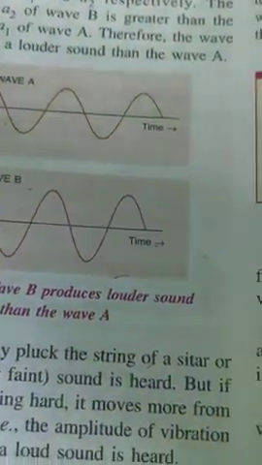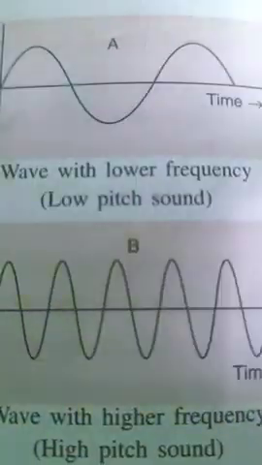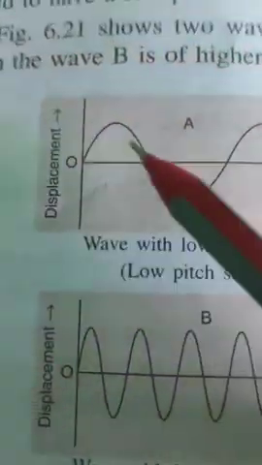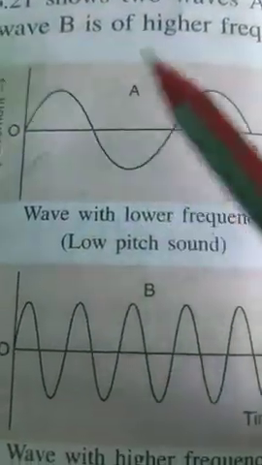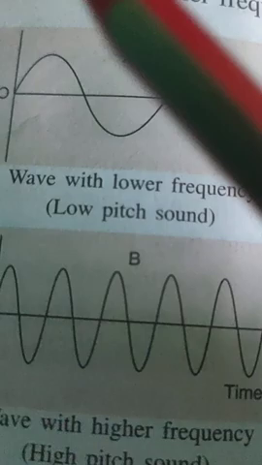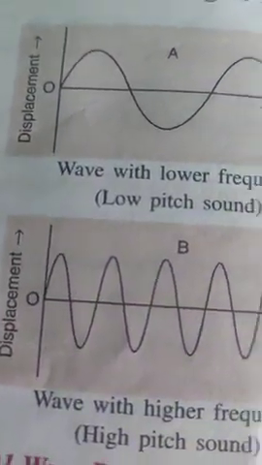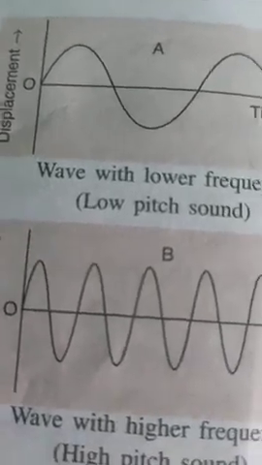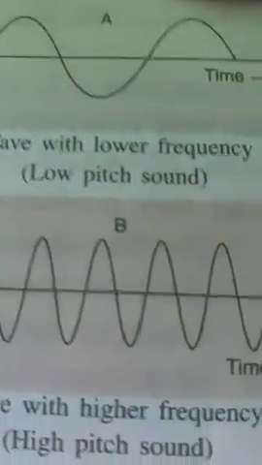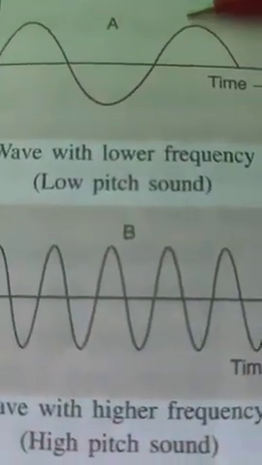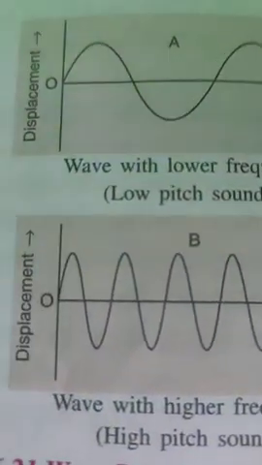Now come to the second characteristic, that is pitch. You see here, the pitch diagram is here. Pitch of a sound depends on its frequency, children. A sound of higher frequency is said to have a high pitch, while a sound of low frequency is said to have a low pitch. Loudness depends on the amplitude and pitch depends on frequency. High pitch means high frequency, low pitch means low frequency.